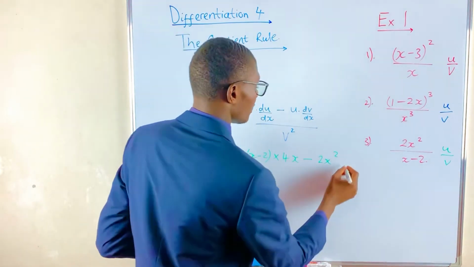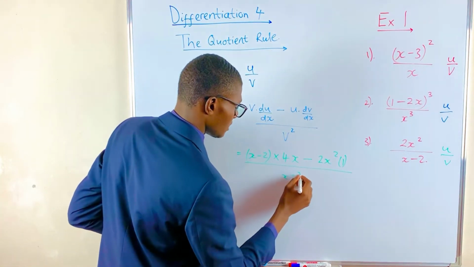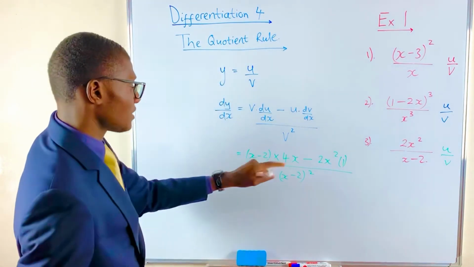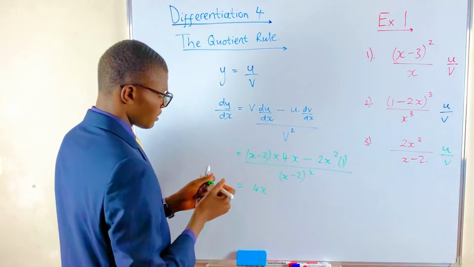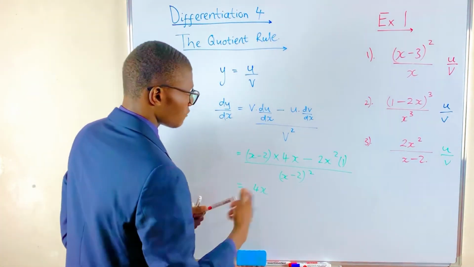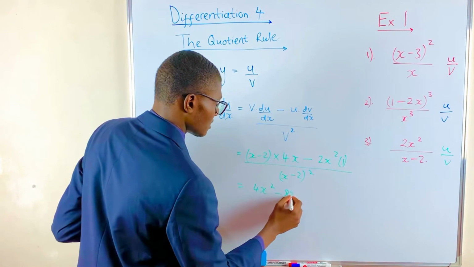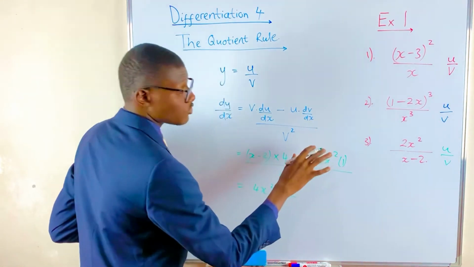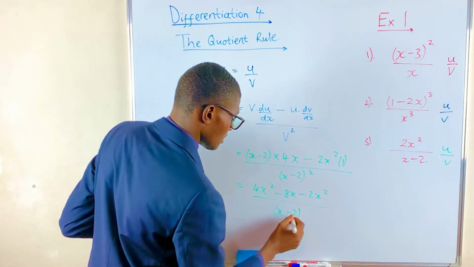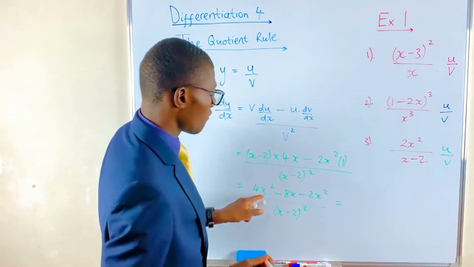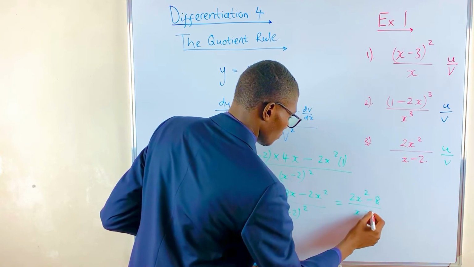Differentiating x minus 2, we get a 1. Then we're saying this is over the denominator of v squared, which is x minus 2 squared. Then we simply break this down. So we're saying 4x. Okay, here would rather just remove these brackets here, such that 4x times x, we get 4x squared, and then 4x times minus 2, we get minus 8x, then minus 2x squared times 1, we get minus 2x squared, over x minus 2 squared, which we can simplify further to 4x squared minus 2x squared, we get a 2x squared, minus 8x over x minus 2 squared.